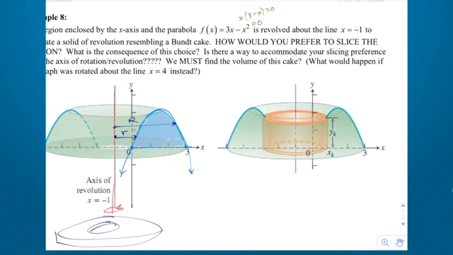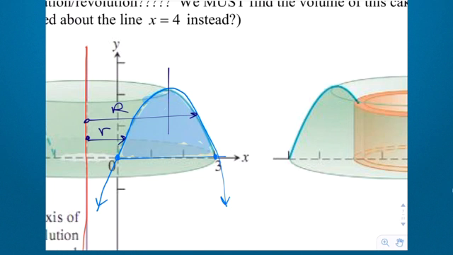Anytime you slice horizontally, you have to solve your equations for x in terms of y. And how easy is it going to be to solve 3x minus x squared for x in terms of y? Not so fun. And it would require actually two separate equations. We'd have to get the right side of the parabola and the left side. It would have two equations, and it would not be fun.